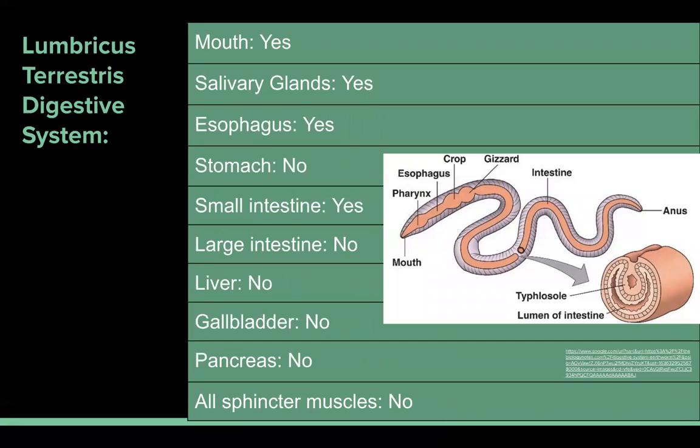The earthworm has even fewer parts than the rat. It has a mouth, salivary glands, esophagus, and a small intestine, but they do not have a stomach, a large intestine, or a liver, gallbladder, pancreas, or any sphincter muscles.